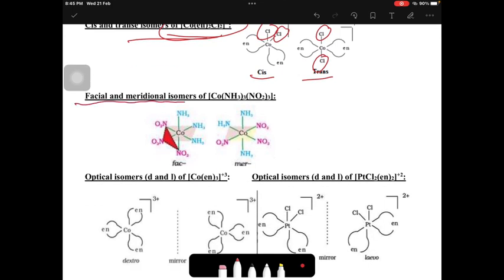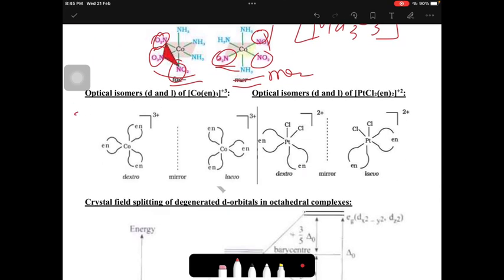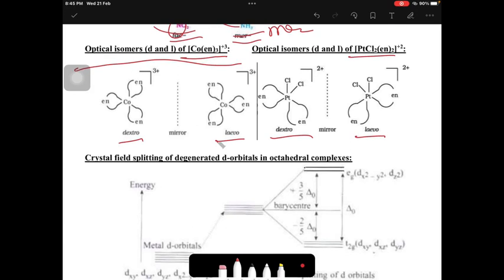Another one, facial and meridional isomerism, in Ma3B3 type molecules. When similar groups are adjacent, it is facial; when the 3 are not adjacent to each other, it is meridional. Optical isomerism, dextro and levo. For [Pt(en)3], it is dextro and levo, and here also dextro and levo.